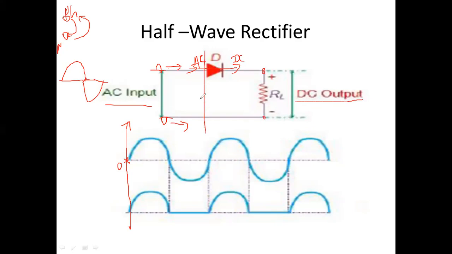Here, this one is AC, and here we are going to get DC. We are getting DC here. So DC output is measured here for the positive half cycle.